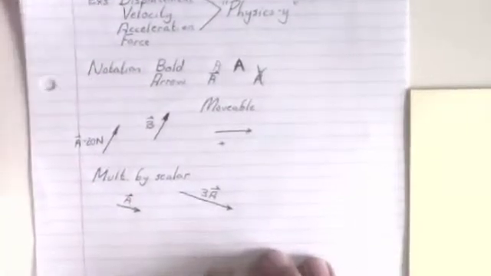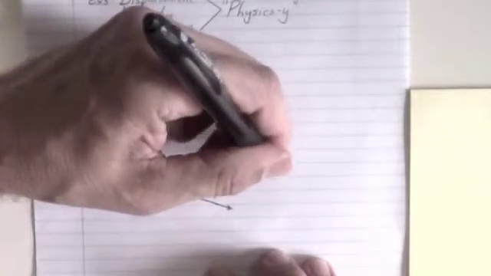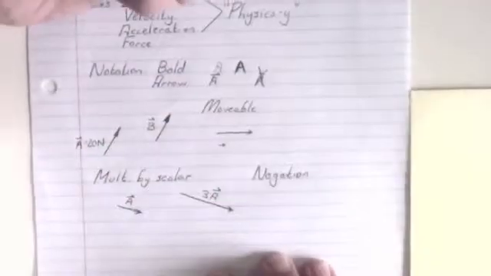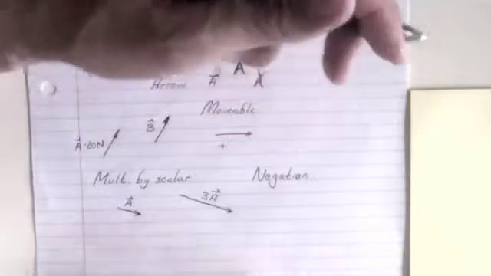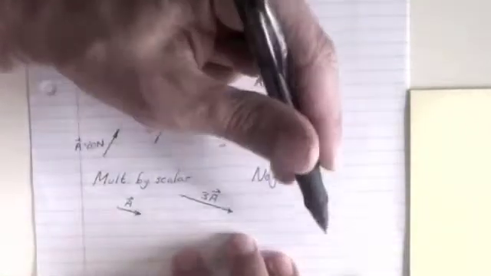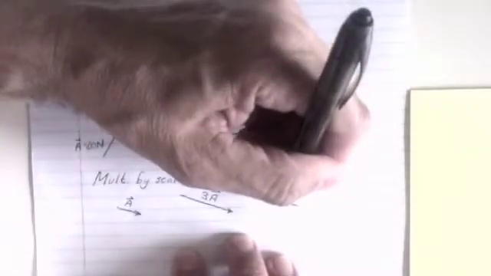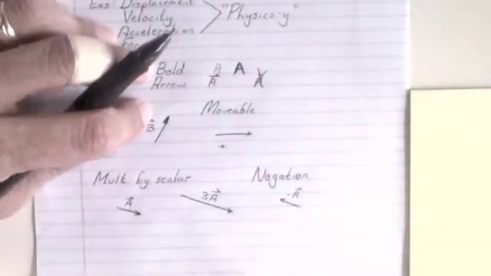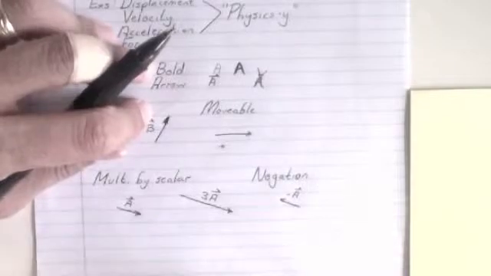Negation. Negation, in other words, making something negative. Here's A. Let's just use the same A. If that's A, negative A just means times negative 1. And if you think of it on a number line, negative means going in the other direction. So A was going in that direction, so negative A would be the same size, same magnitude, but in the negative direction. So very easy. Now we need to talk about addition.